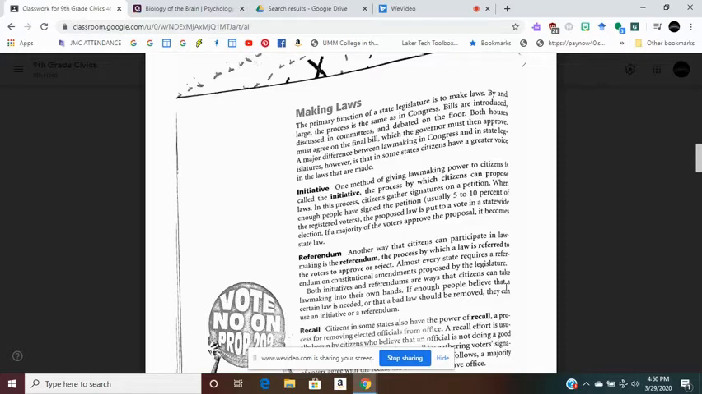If enough people believe that a certain law is needed or that a bad law should be removed, they can use an initiative or a referendum. So an initiative is started by the people. A referendum is started by a government body. And then both of those things have to be voted on by the people.